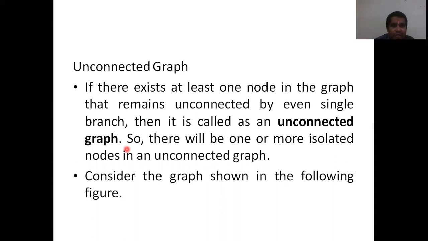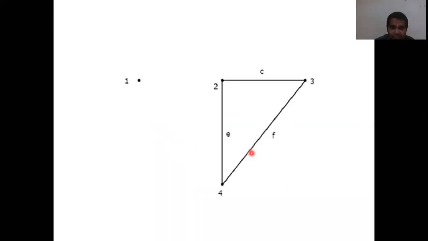Then another one is, what is an unconnected graph? An unconnected graph means one or more isolated nodes are not connected in the graph. So we can say like this, simple. We have four nodes: node 1, node 2, node 3, node 4. But node 1 is in no way connected with the rest of the nodes. This is called an unconnected graph. However many nodes are there in a network, if any node is not connected by any branch with another node, then it is an unconnected graph, right?